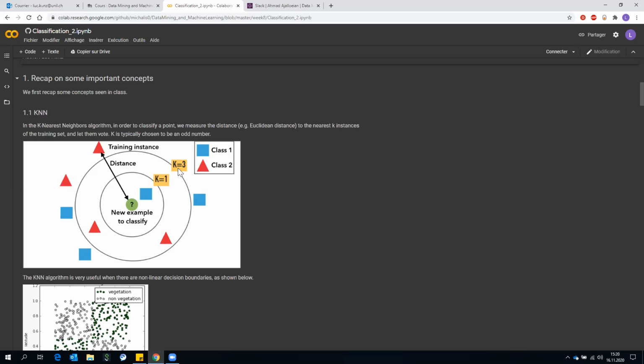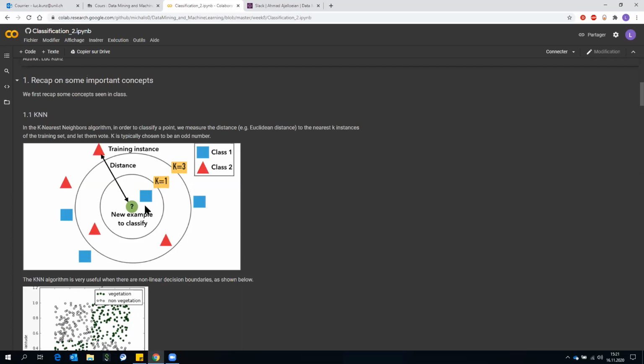And K, of course, is typically chosen to be an odd number, such that the vote is impartial, so there is no equality. It can be anything: 1, 3, 5, 7. And we will also see how to choose the best one in the example below.